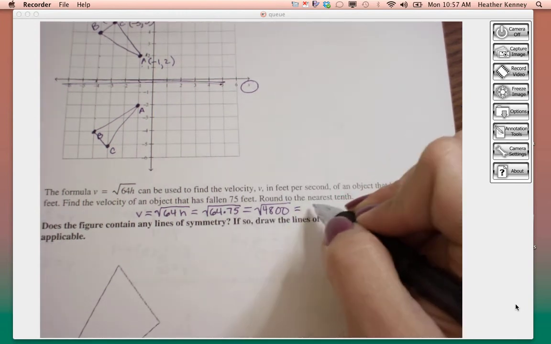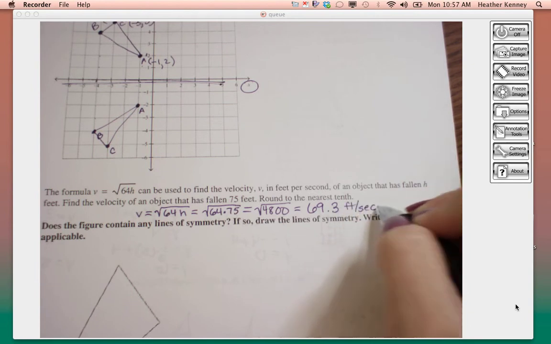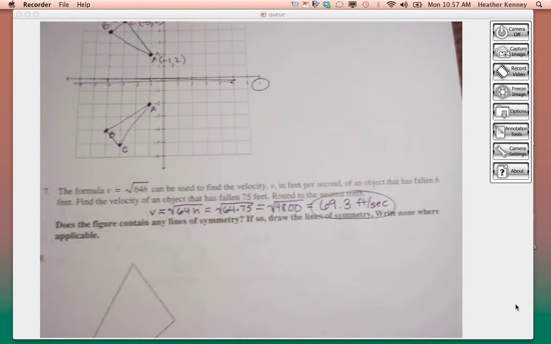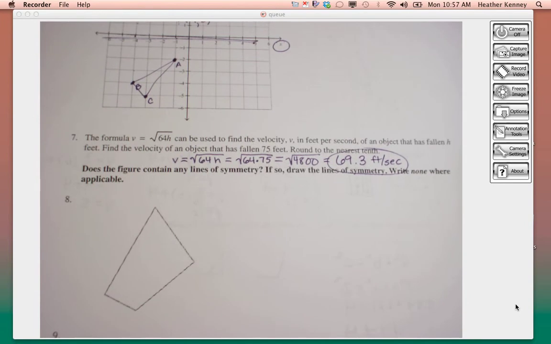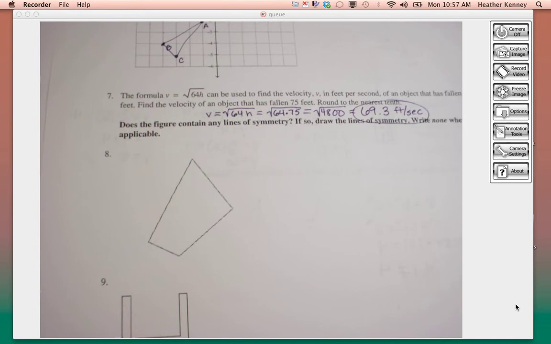69.28. The question says round to the nearest tenth, so we're going to round to 69.3 feet per second. There's your answer. That one's just substitution and solve.